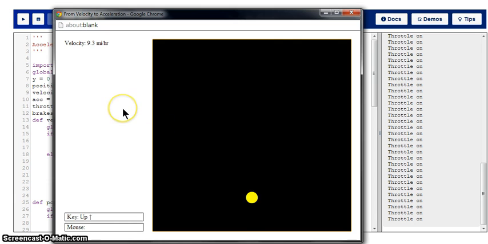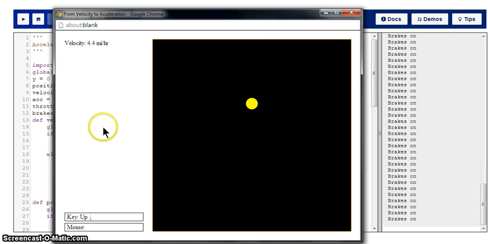In this case, it has increased till 9.3 miles per hour, and I see a lot of throttle on written over here. If I press the down arrow key and do not release it, the velocity will keep decreasing. See, the velocity has decreased to 4.4 miles per hour, and I see a lot of brakes on. Till the time I was pressing the down arrow key, the brakes were on, and it got printed over here. So this program is much closer to our approach of the ideal car.